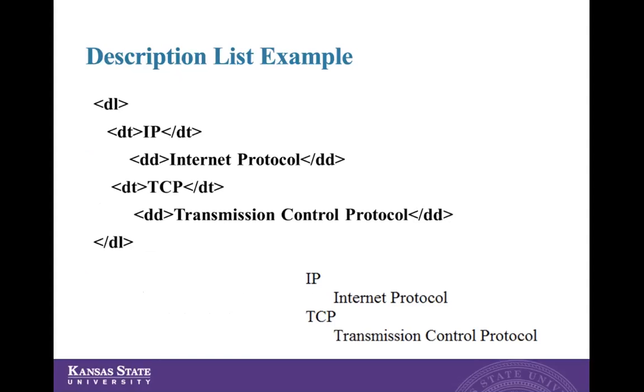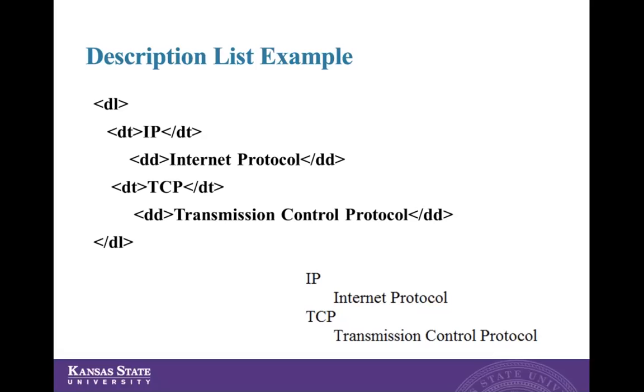All right, so what we want is we want the browser to display, like there on the bottom right, IP, which stands for Internet Protocol, and then TCP, which stands for Transmission Control Protocol. So we want the browser to display it like that, where it's a description of each of those terms. All right, so to get it to do that, we just use this DL element. Okay, so we have our opening DL tag.